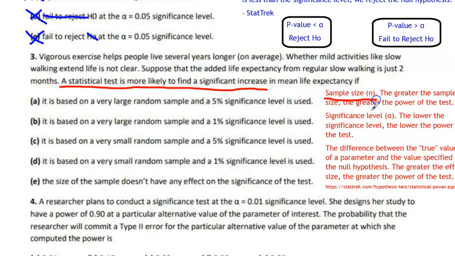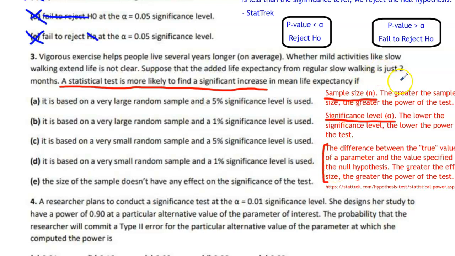Sample size is one thing that affects power. If you have a larger sample size, the power goes up. Significance level, which is alpha: the lower the significance level, the lower the power. In other words, as significance level goes up, the power level is going to go up. And also the difference between the true value of a parameter and the value specified in the null hypothesis. We can think about this third qualification as basically how small of a difference there will be between the accepted value and the value that we find from the evidence, right?